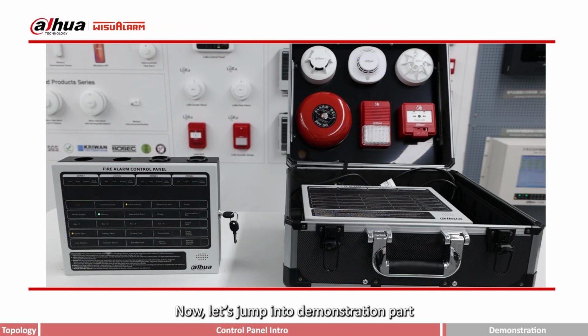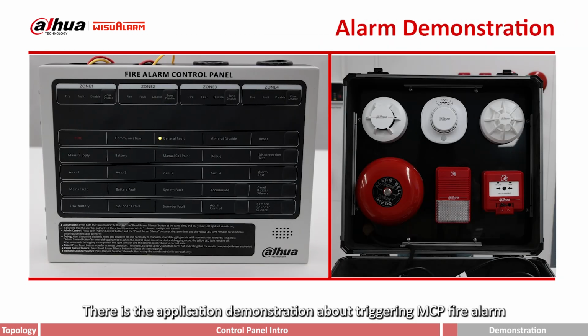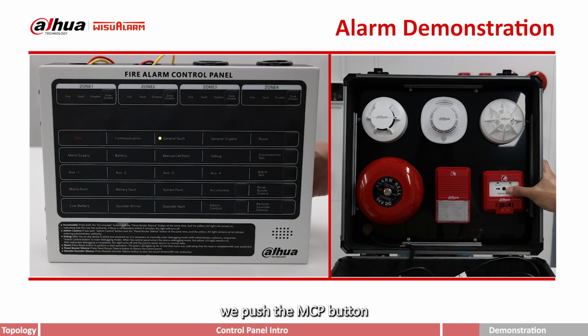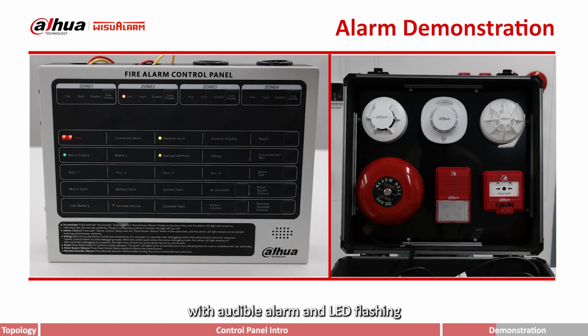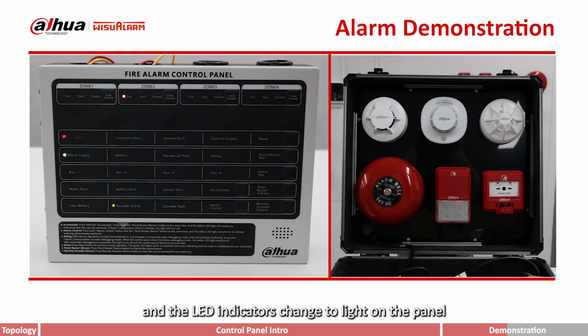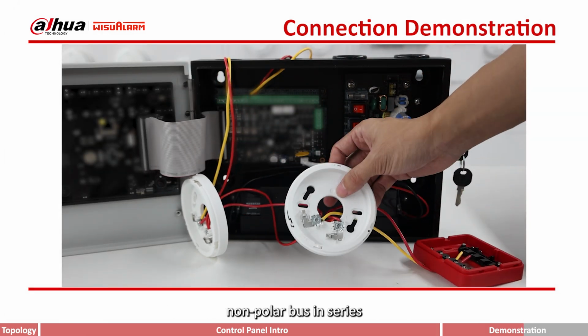Now, let's jump into the demonstration part. This is the application demonstration of triggering the FCP fire alarm after deployment of our system. We push the FCP button. All the system changes to fire alarm stage from monitoring stage with audible alarm and LED flashing, and the LED indicator changes to light on the panel. The detectors are connected to a 2-wire, non-polar bus in series.